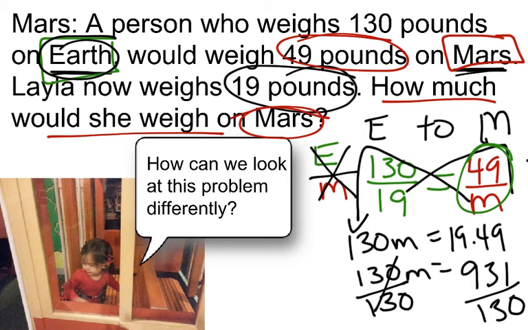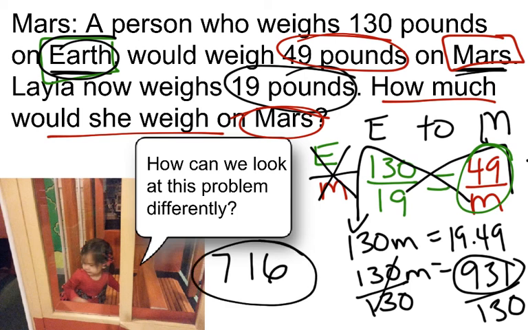So when we solve, we know that 130 will go into 931 7 times, and our decimal is 1/6. So she weighs about 7 pounds on Mars. Layla weighs about 7 pounds on Mars.